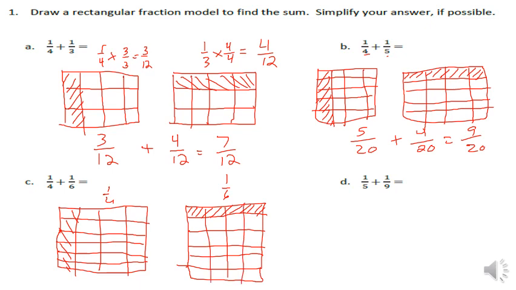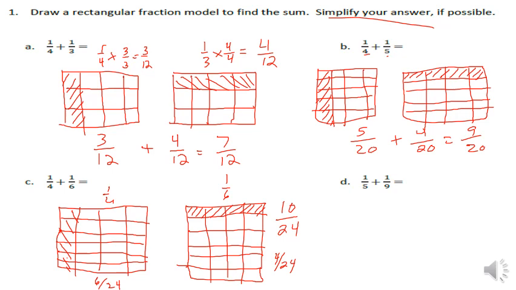And we can see I end up with 1, 2, 3, 4, 5, 6. 6/24. Over here I have 4/24. 6/24 plus 4/24 gives us 10/24.